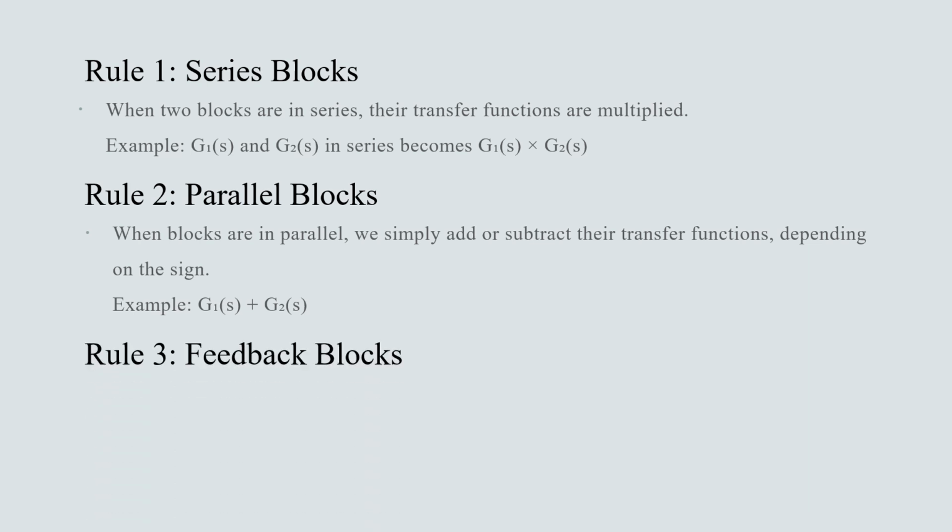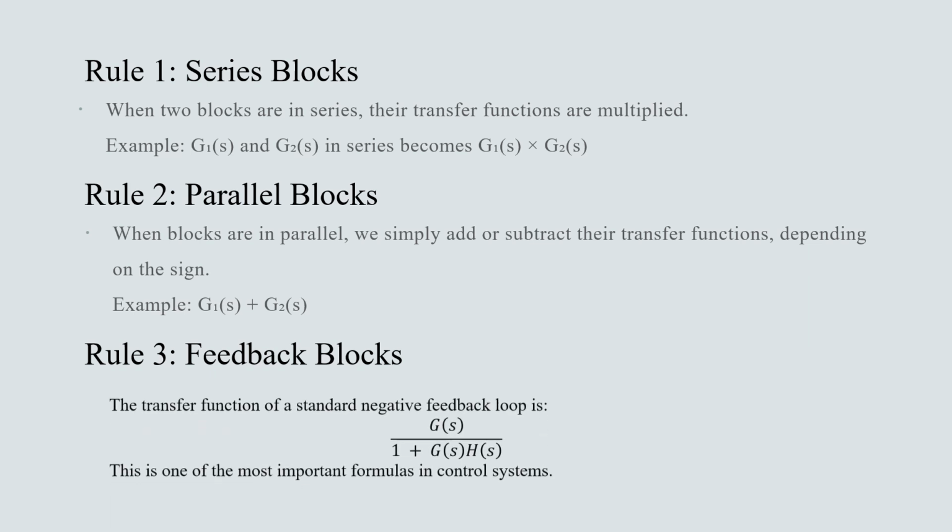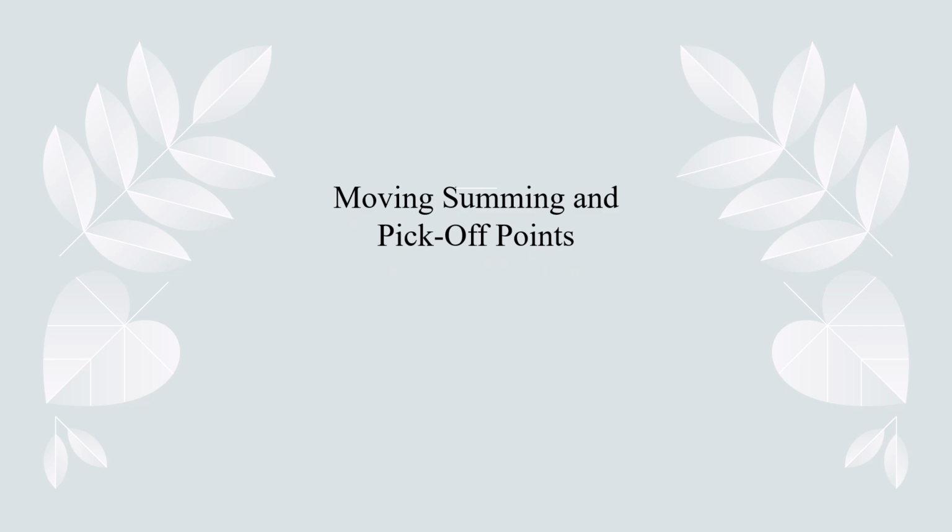The next rule is related to feedback blocks. For example, if the feedback block is H of S, we can simply represent the loop as G of S divided by 1 plus G of S into H of S. It is a simple multiplication and division, so it can easily be done.